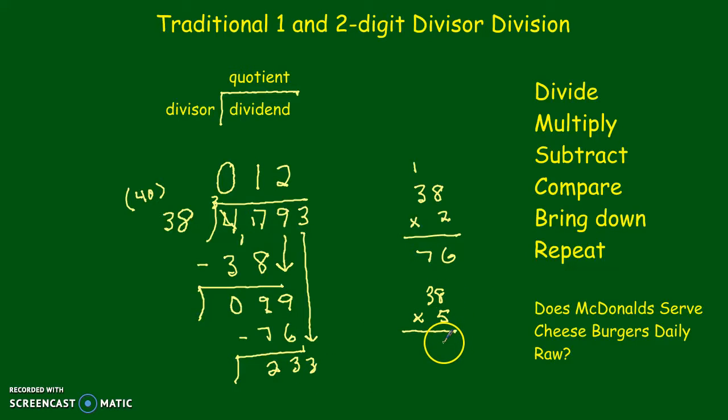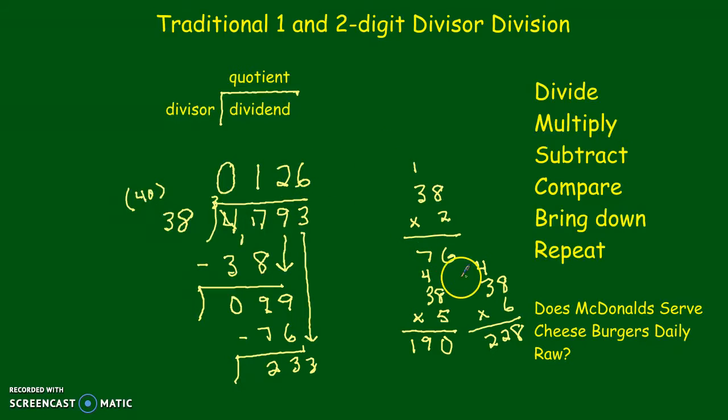So 8 times 5 is 40. 3 times 5 is 15, plus 4 is 19. And that doesn't look big enough, so I'm going to try one more. I'm going to try 38 times 6. 8 times 6 is 48. 3 times 6 is 18, plus 4 is 22. And that's really close. So for dividing, I'm going to put my 6 up at the top.